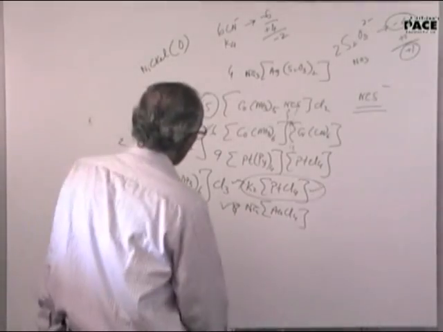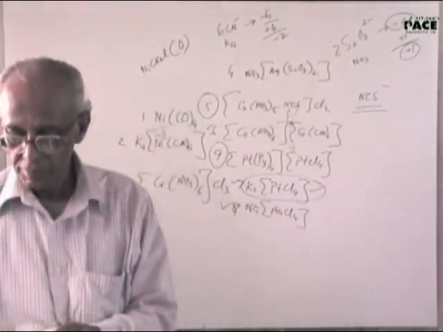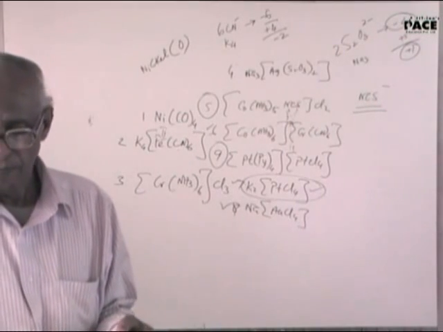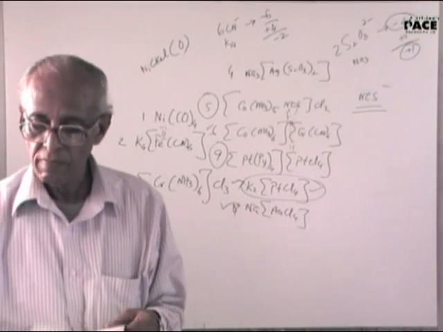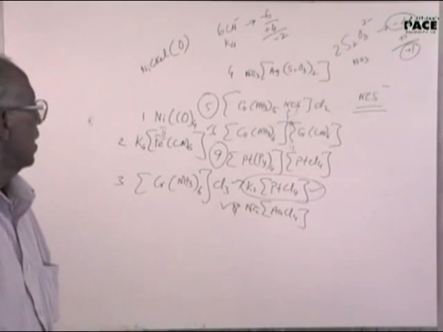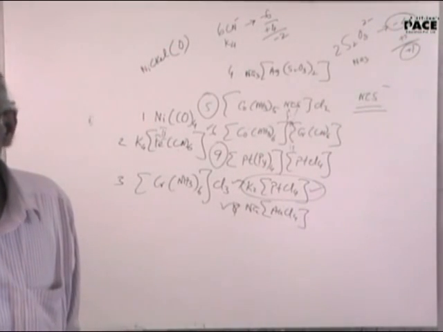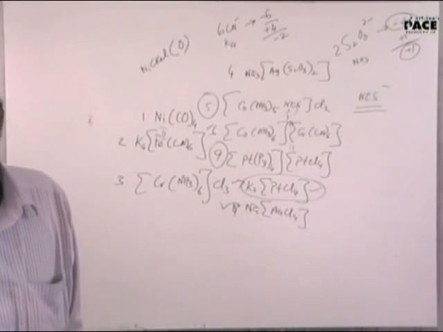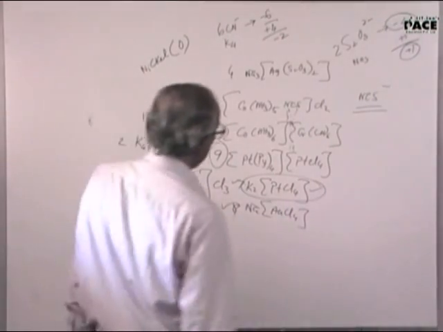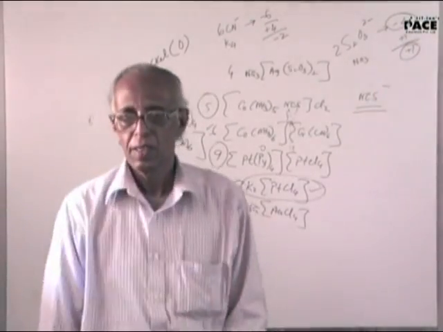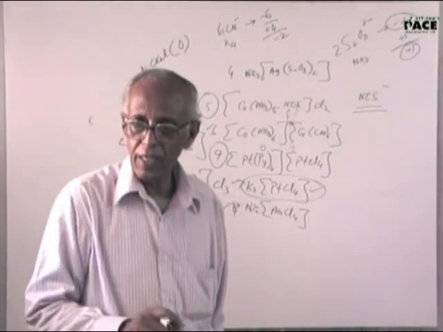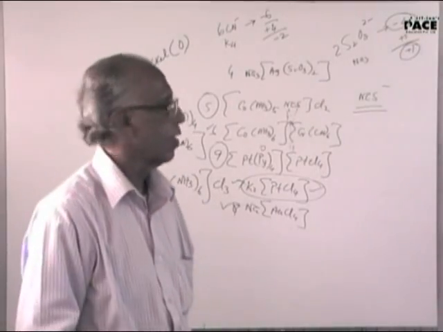Okay. Now the last one is this one. Tetrapyridine platinum 2, then tetrachloroplatinate, platinate 4. Tetrapyridine platinum 2, tetrachloroplatinate 2, not 4. Yes, sir. Pyridine is neutral, like carbon monoxide. So tetrapyridine platinum 2 tetrachloroplatinate 2. Okay?